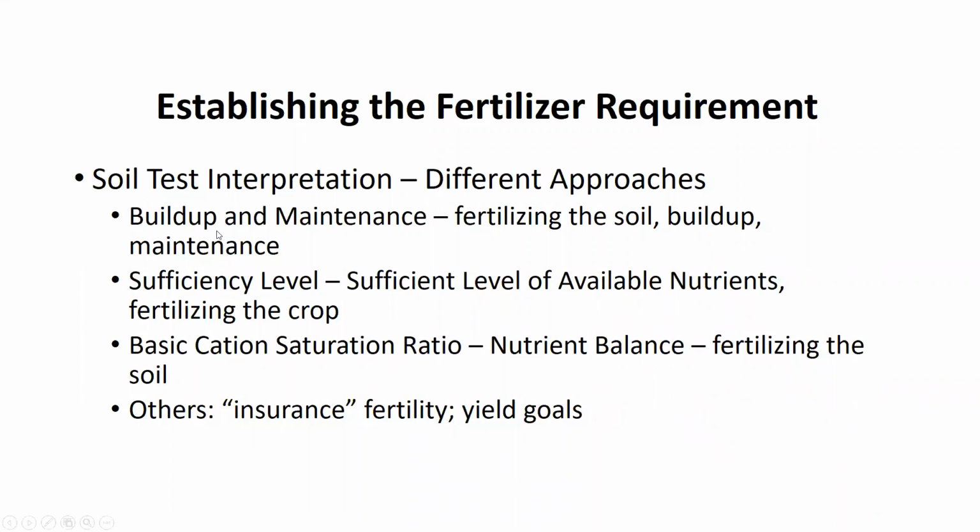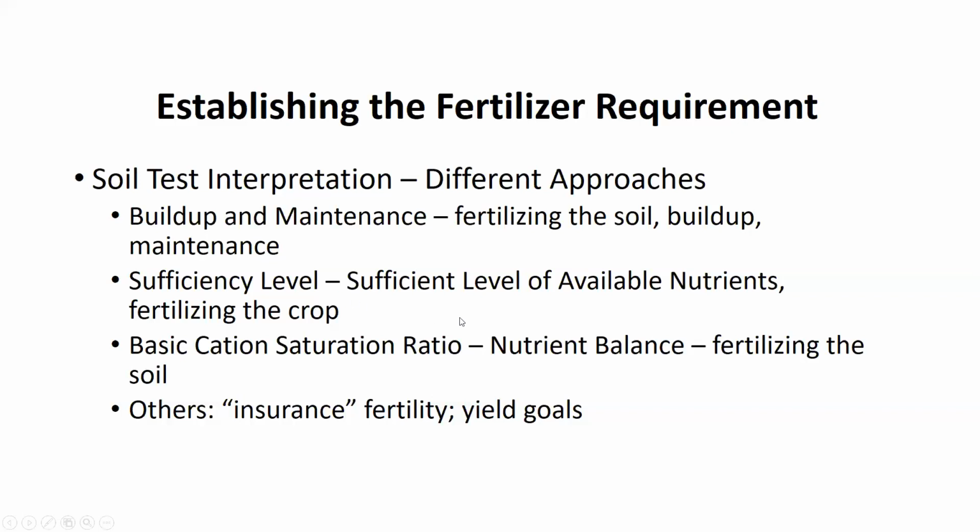So that buildup has a place, but not everywhere. Maintenance, well, it doesn't really matter where I'm at. I'm going to replace whatever I remove. Well, there's a place for that, but in that same instance, if I'm at 420, do I need to stay at 420? When your soil test P hits 61, our recommendation goes to 0. So that 420 is seven times greater than where we expect to see a response.